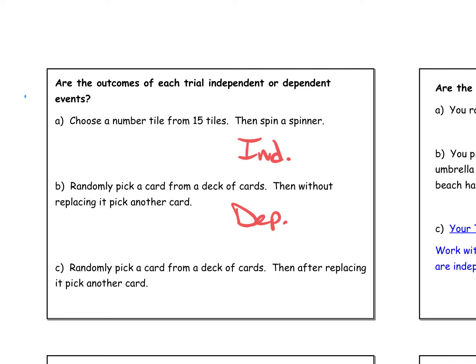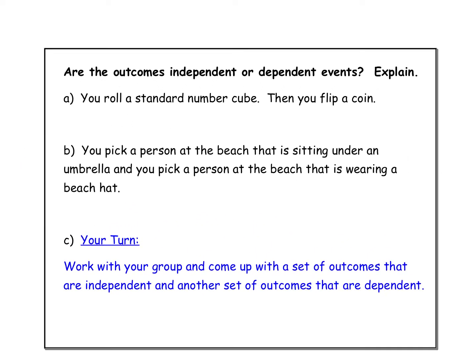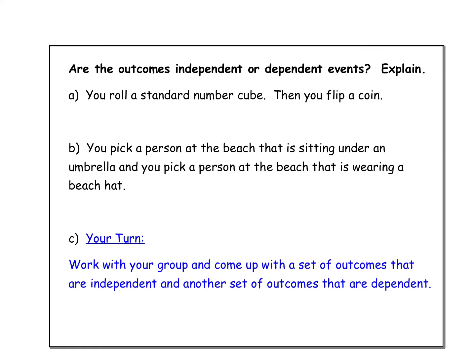Randomly pick a card from a deck of cards, then after replacing it, pick another one. So now I've replaced it. I'm back to my total number of cards. This would be independent. You got it. Well done. Are the outcomes independent or dependent? Explain. Go ahead, do this with your group.